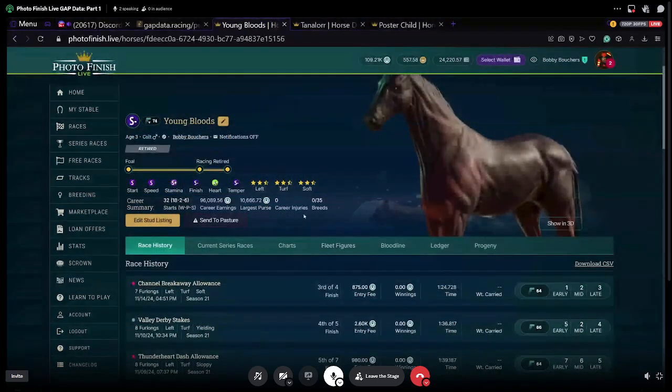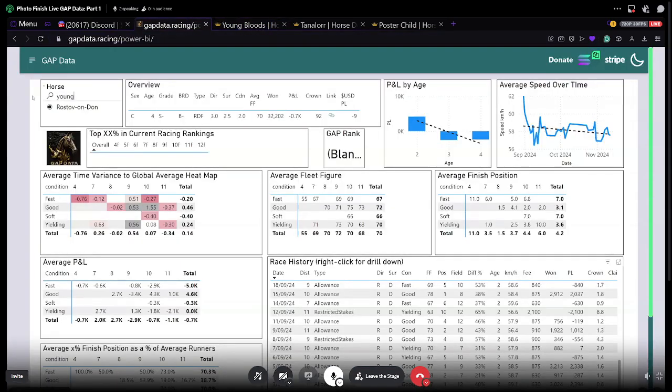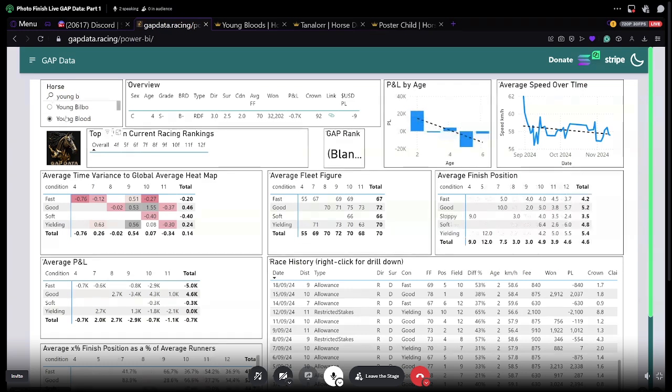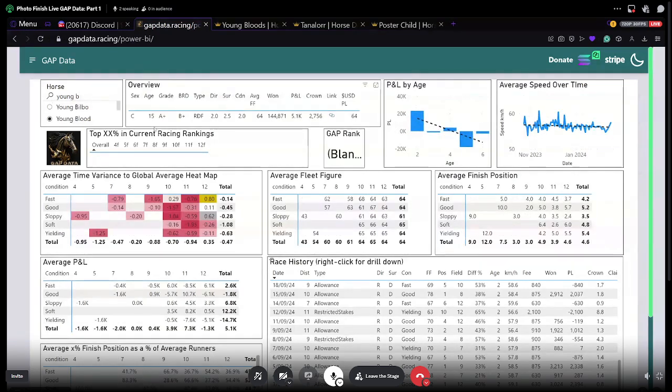Did you check him up on Gap Data also, or no? Oh yeah, lots. I was always checking him. I'll use Gap Data the whole season on a horse. I'll keep looking, keep looking, keep looking. What, Youngbloods? Maybe it's Youngbloods. Okay, there it is.